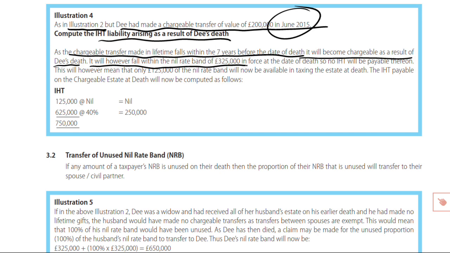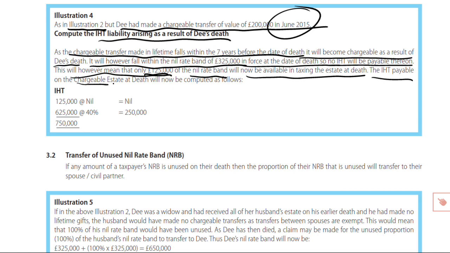It will, however, fall within the nil rate band of 325 in force at the date of death, or we use the nil rate band in force at the date of death when computing any IHT due as a result of death. That figure, though, has been 325,000 for many, many years. So no IHT will be payable on that transfer because 200,000 is less than 325. But what it will mean is that now we've used 200 out of the 325 nil rate band, so only 125,000 of the nil rate band is now available in taxing the estate at death.